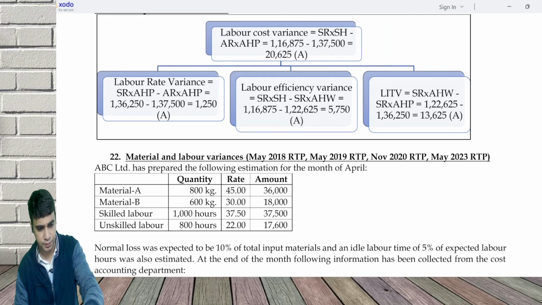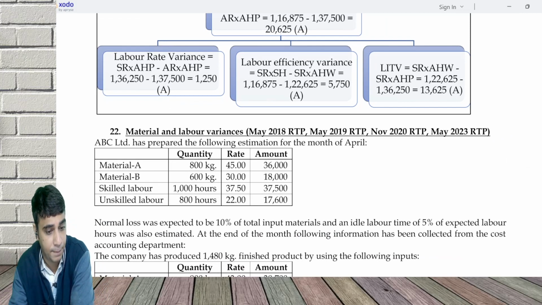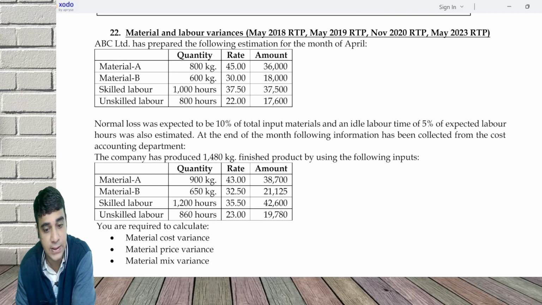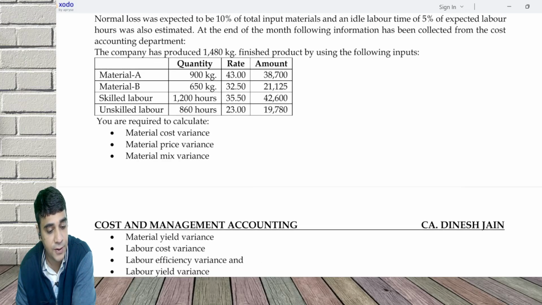Let's come to 22. ABC Limited has prepared the following estimation for the month of April: quantity, rate and amount, material A, material B, skilled labor, unskilled labor. Normal loss is 10 percent of the total input and an idle labor time of 5% of expected labor hours was also estimated. At the end of the month, the following information has been collected from the cost accounting department. Company has produced 1480 kg finished product. Material A, material B, skilled labor, unskilled labor. You are required to compute material cost, price, mix, yield, labor cost, efficiency, and yield variance.